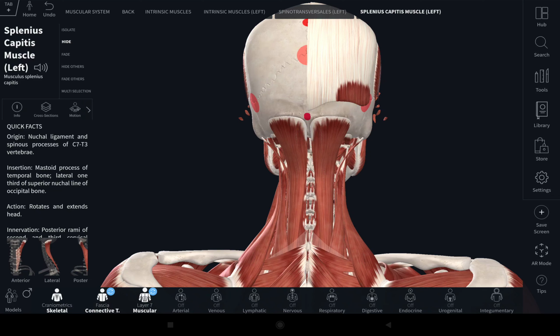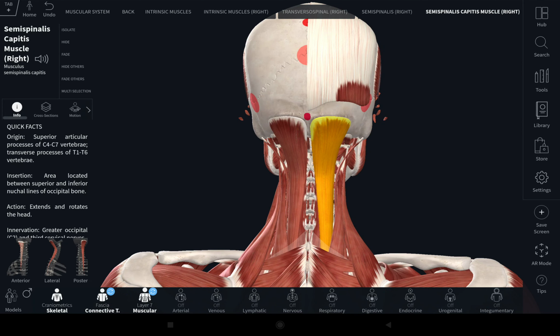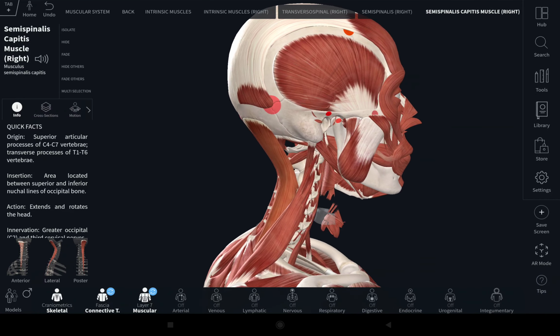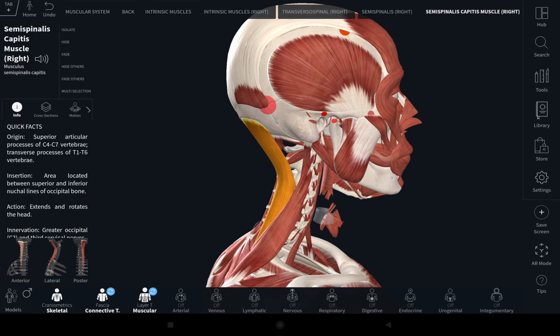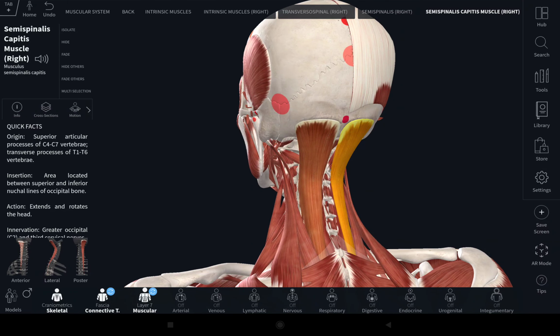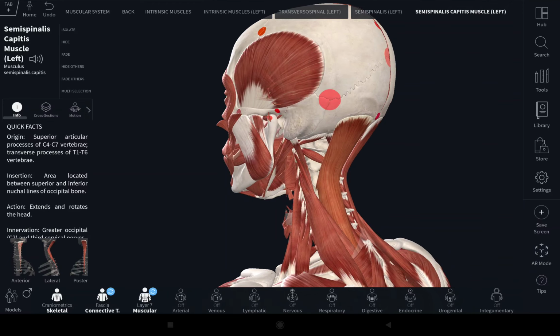Then this is the semispinalis capitis muscle. This is the semispinalis capitis muscle of right side, and this is the semispinalis capitis muscle of left side.